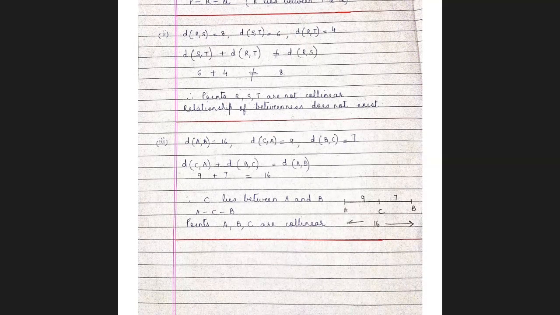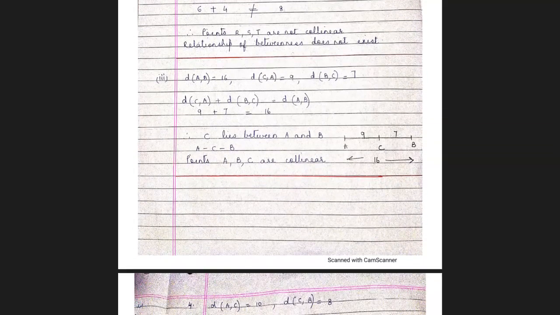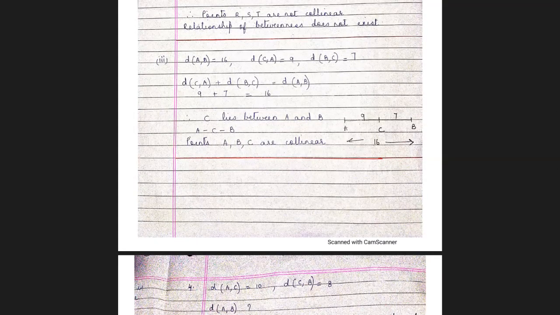Go to the third question. Distance of AB is 16, CA is 9, BC is 7. As I told you, take the two smaller numbers, add them up. Are you getting the third number? Yes. In this case, you are getting 9 plus 7 is 16, and therefore C lies between A and B. It means A-C-B, points A, B, C are collinear. I hope with this figure that I have drawn, it is clearer to you.